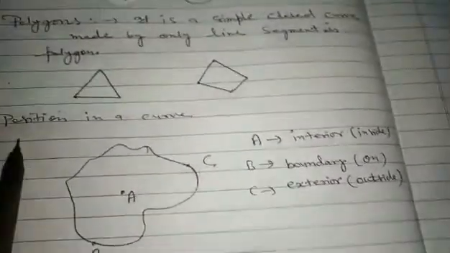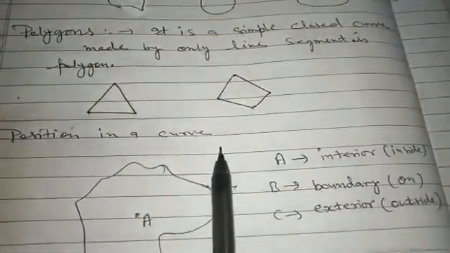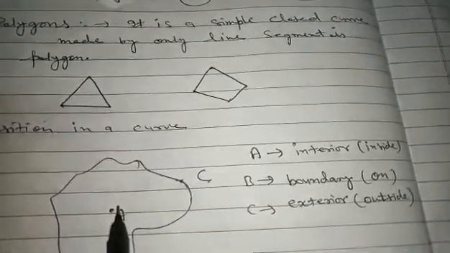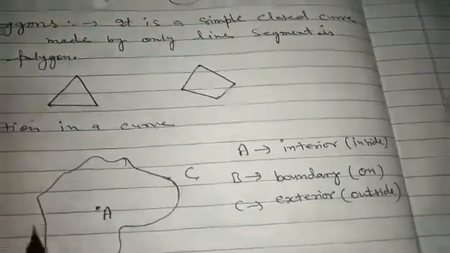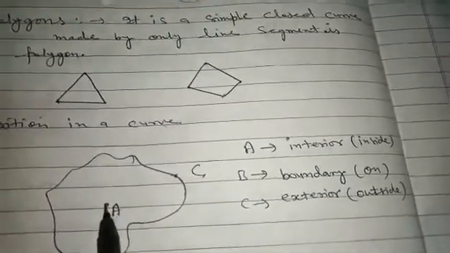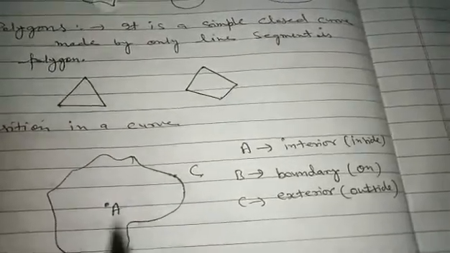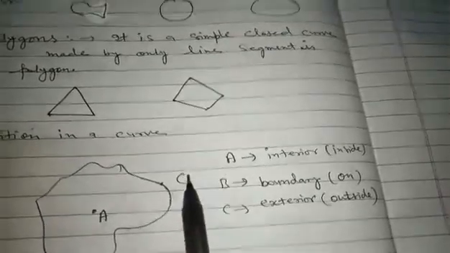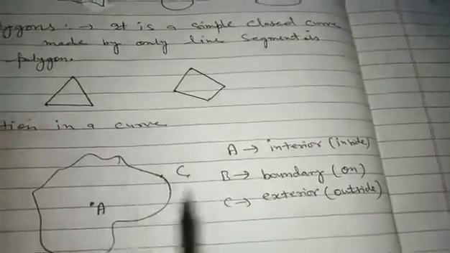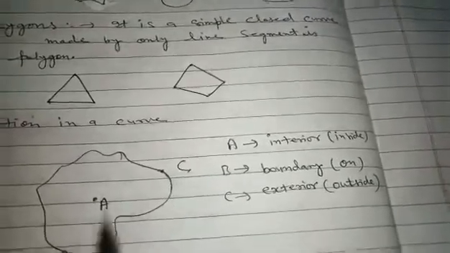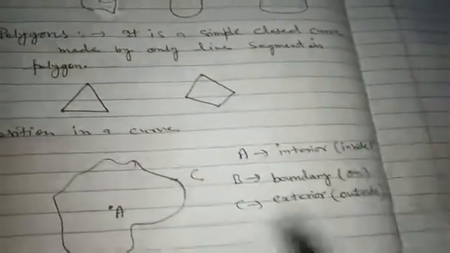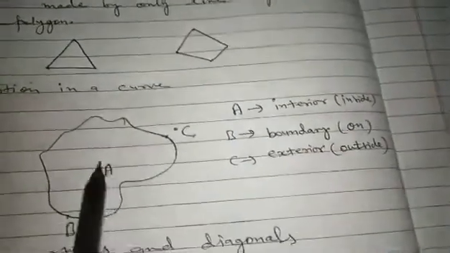Is it clear? Next, position in a curve, where our point is said to be the position. Where is A? A is inside the curve, that is interior. Where is B? B is on the boundary. Clear? And where is C? C is exterior, that is outside the curve. So the position is clear. C is outside, A is inside, and B is on the boundary.